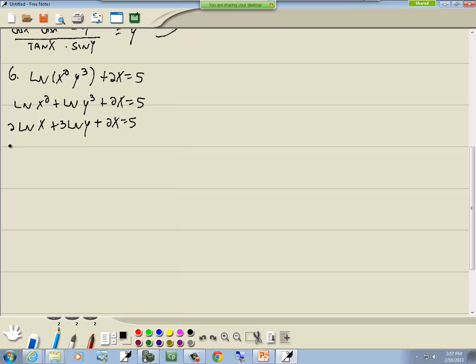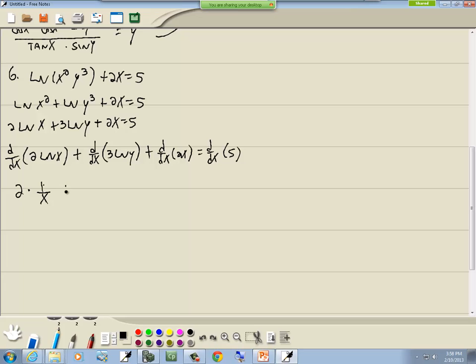Well, now we want to take the derivative of everything where it's sitting. So I'll take the derivative of 2 natural log of x, and I'll take the derivative, all of this is with respect to x, of 3 natural log of y, and the derivative of the 2x, and the derivative of the 5. Well, the 2 just carries down. The derivative of natural log of x is 1 over x. This one, the 3 carries down.